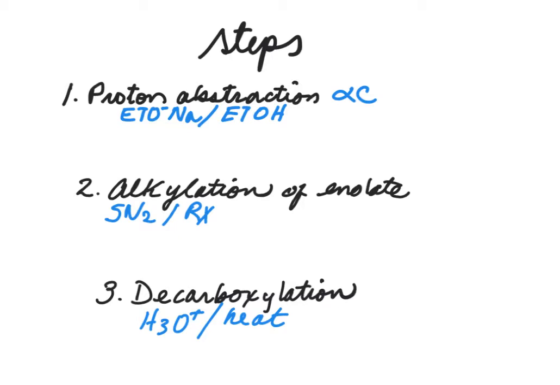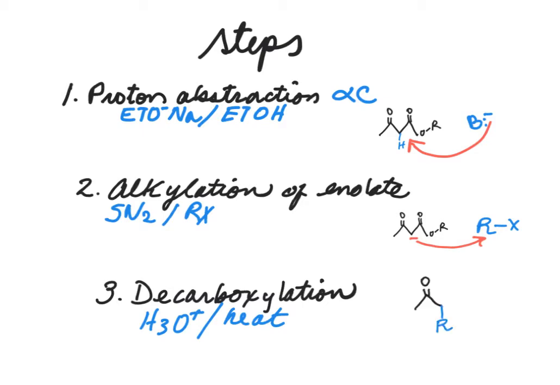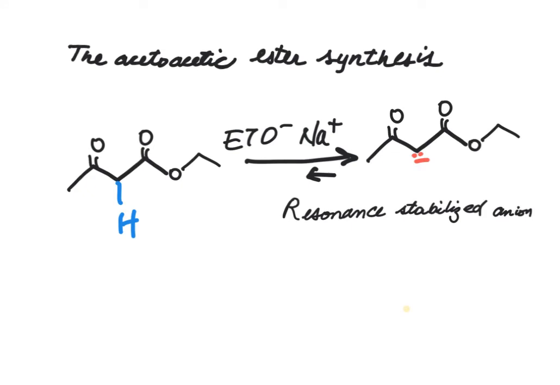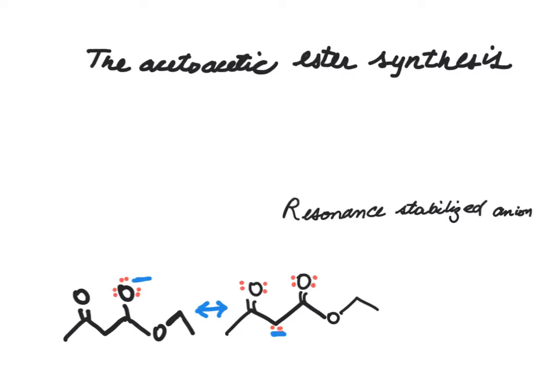beta-dicarbonyl compound method are, first, the deprotonation of the alpha carbon between the two carbonyl groups by use of a base. Second step is an alkylation by use of an alkyl halide going through an SN2 mechanism. And the last step is the decarboxylation using a small amount of acid and heating to 100 to 150 degrees. The acetoacetic ester synthesis and the malonic ester synthesis are reactions of high percent yield due to the stability of the enolate. The enolate form is stabilized by resonance.